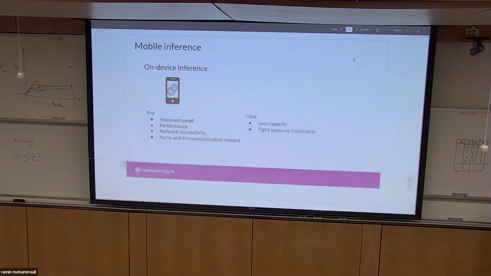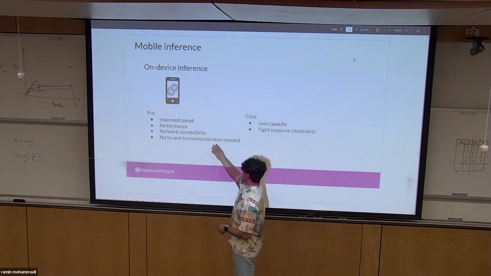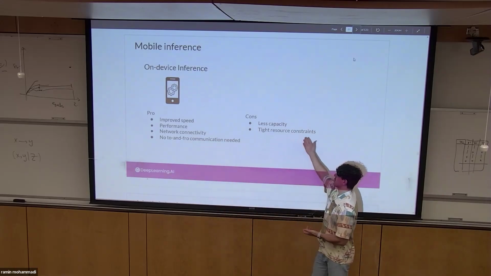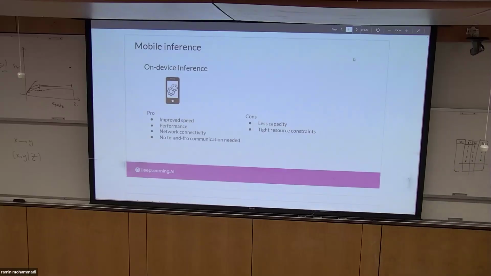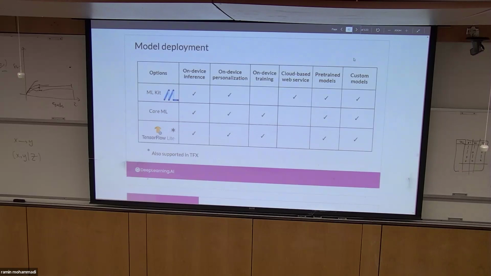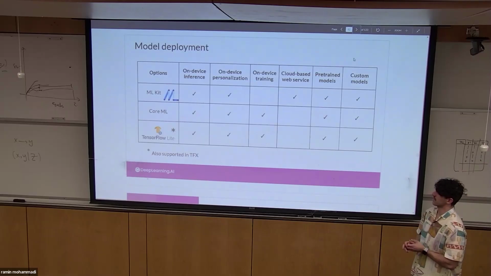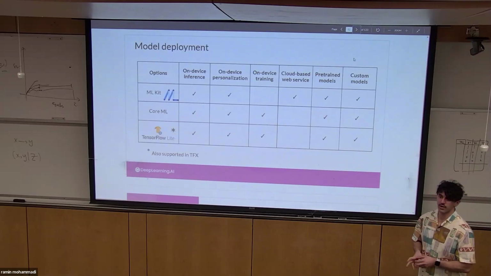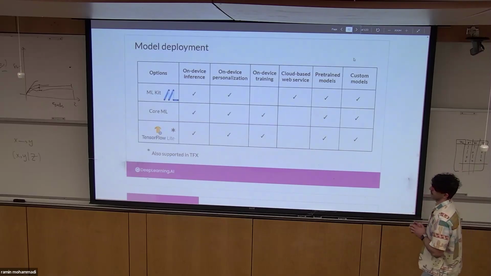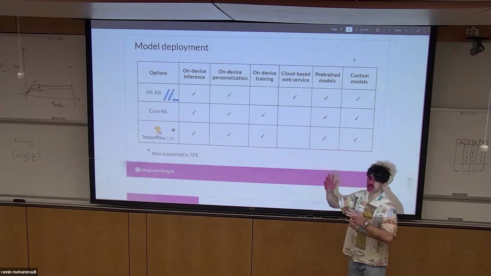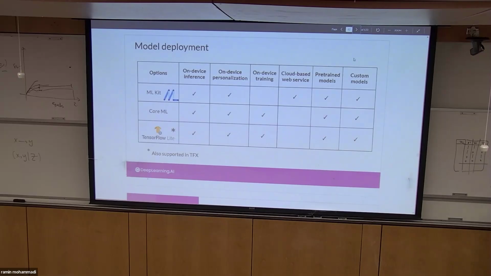Now, when it goes on device, on the other end, it improves the speed, performance, and network connectivity, since no end-to-end communication is needed. But the concept is less capacity, tight resources, basic constraints. There are some really good toolkits out there for edge deployment: Core ML, TensorFlow Lite, PyTorch Mobile, or PyTorch Lite, one of these two. They all have pros and cons. I personally have worked with TensorFlow Lite, and I've been pretty happy with it.